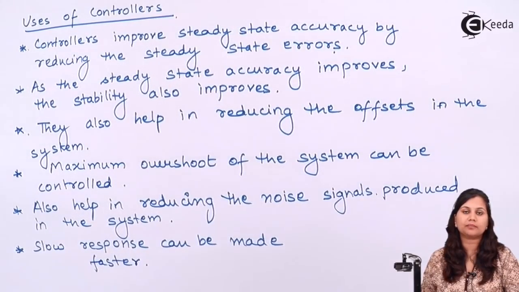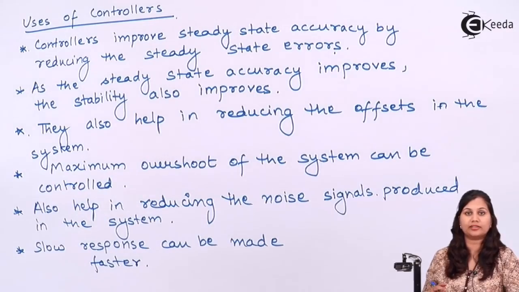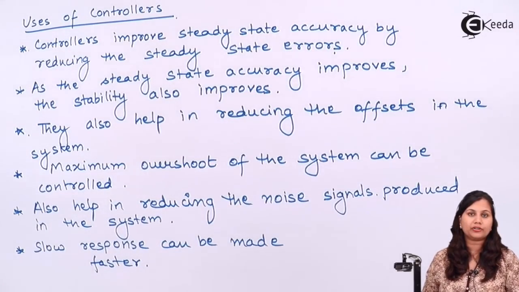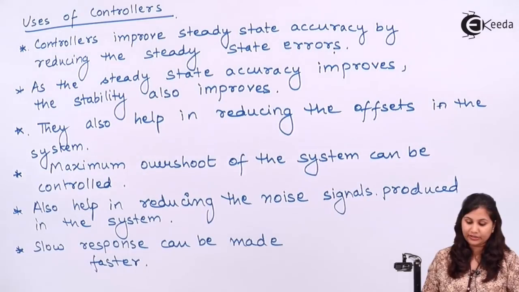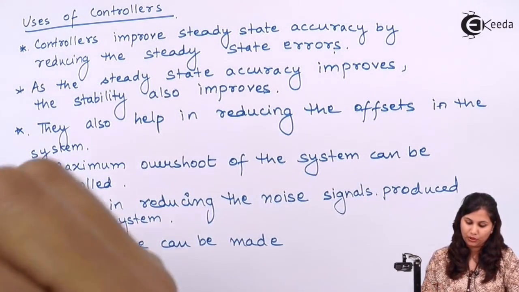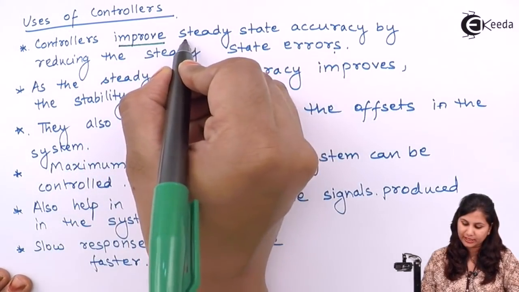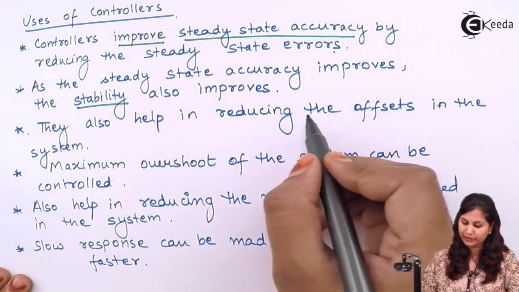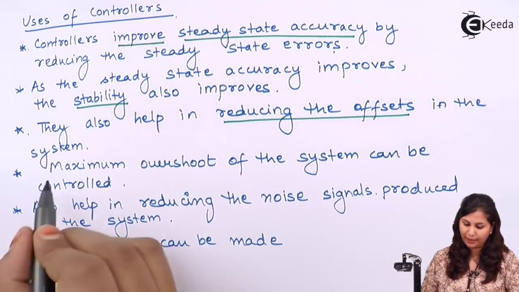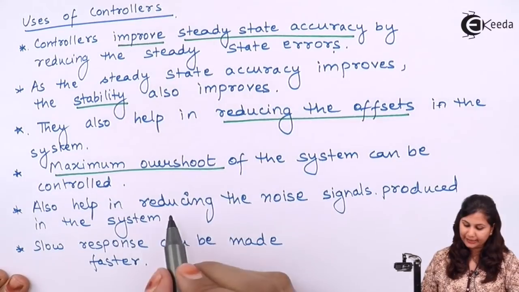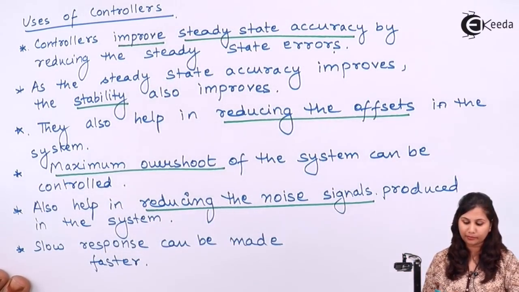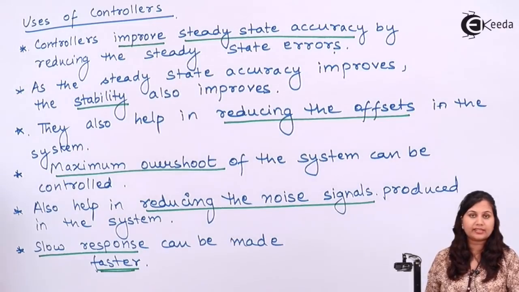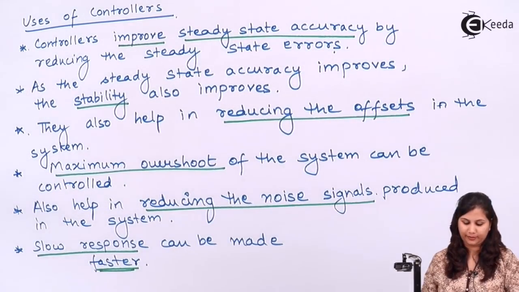Also, if the response of the system is slow, then it can be improved, that is, the response of the system can be made faster. So these are the uses of the controllers, and for these reasons they are used in control systems. First, they improve the steady state accuracy, and because accuracy is improved, stability is also improved. Also, they help in reducing the offsets in the system. Maximum overshoot of the system can be controlled. They help in reducing the noise signals produced in the system, and also in making the response of the system faster. So these are the reasons why controllers are used in the control system.